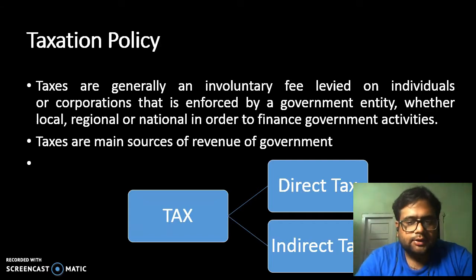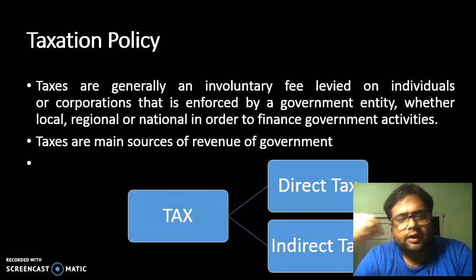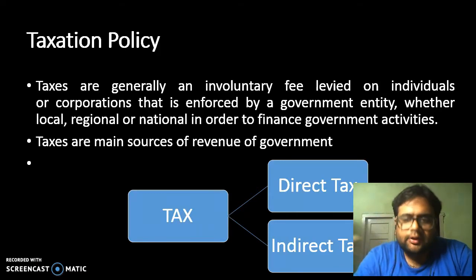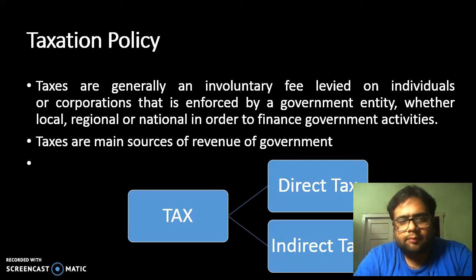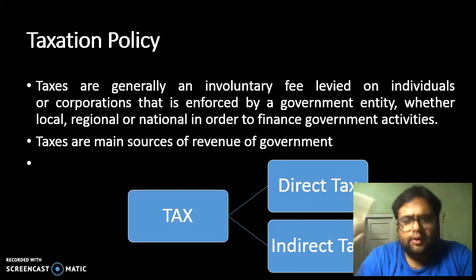We should pay taxes honestly, and you have heard in so many news reports that tax evasion cases are piling up in our country. After demonetization, there are so many news reports related to tax evasion and how people are laundering money. And what are taxes? It is an involuntary fee levied by the government on individuals or corporations, and it is enforced by a government entity. It is taken by local, regional or national government in order to finance government activities. It is the right of government.